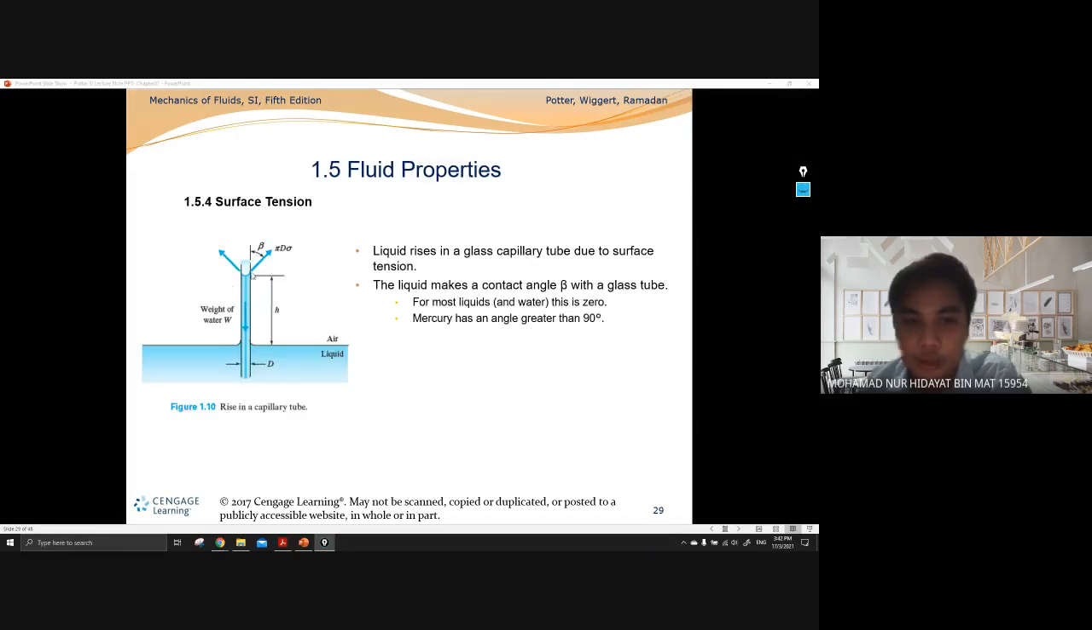This is the phenomenon of surface tension. Liquid rises in a glass capillary tube due to the surface tension. The liquid makes a contact angle beta with the glass tube.